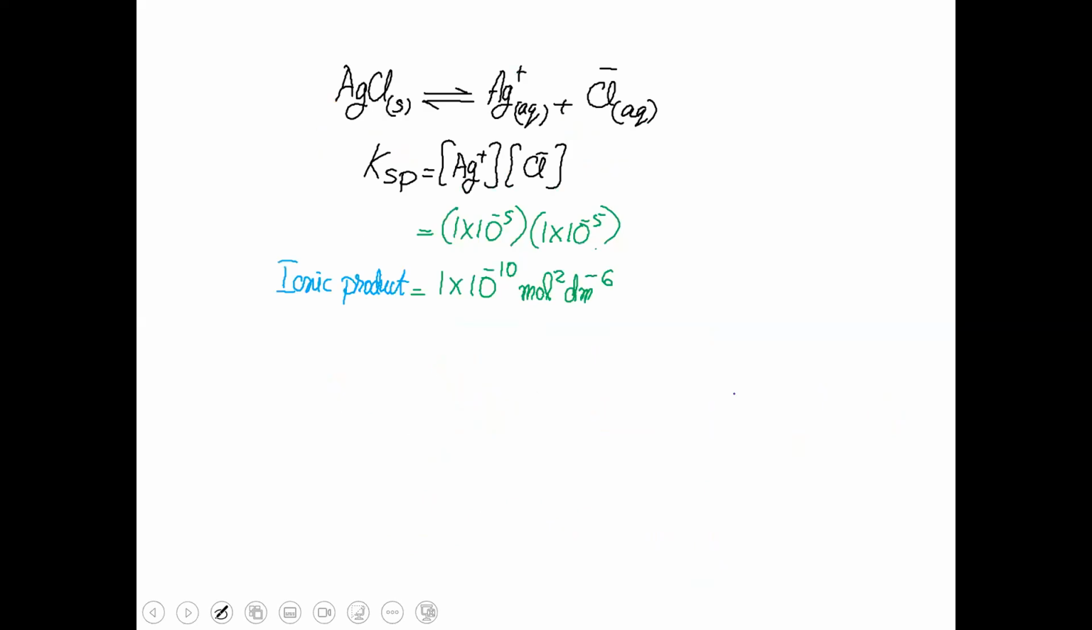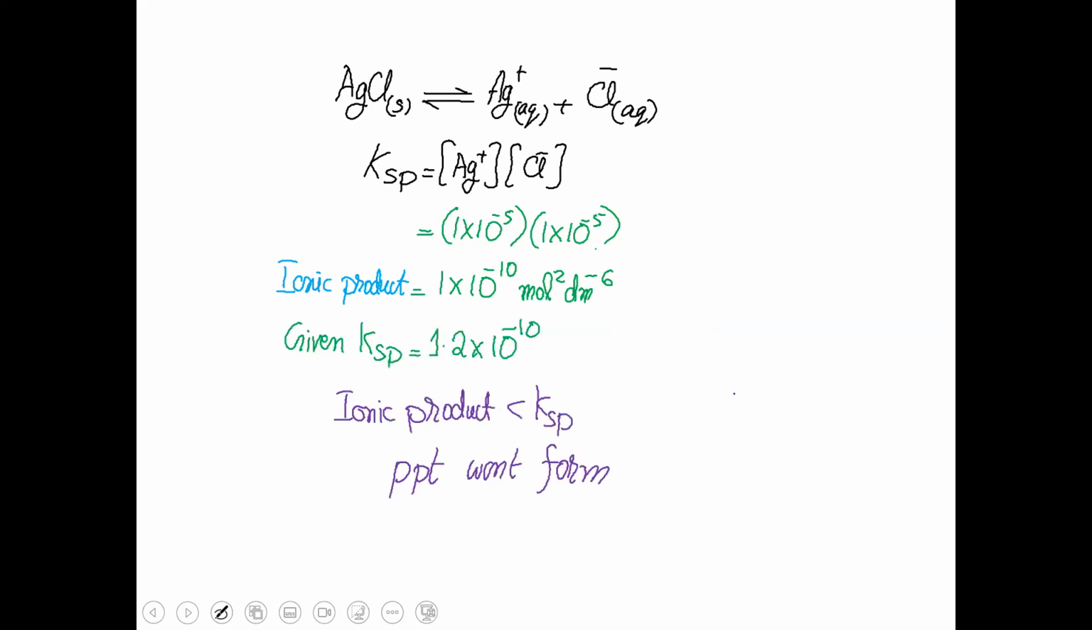Good. And if you put them in the KSP calculation, the ionic product can be calculated from the data. It's coming to this number, and our given KSP is this. So the precipitate will not form. Compare the numbers.